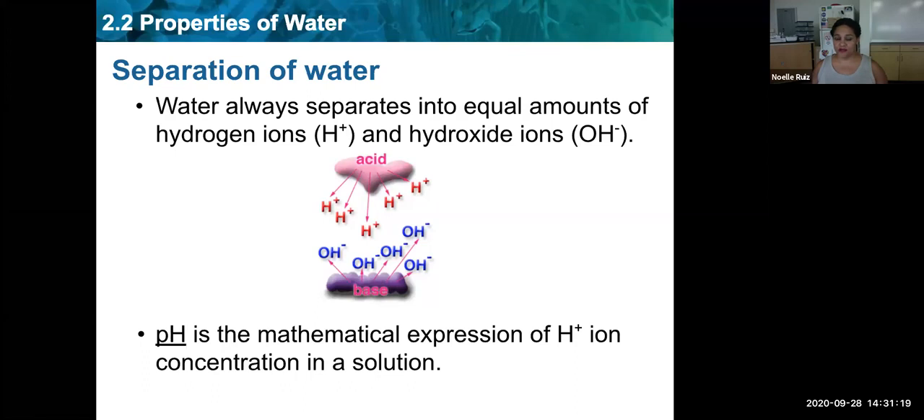And pH is actually the mathematical expression of hydrogen ion concentration in a solution. So yes, it measures acids and bases, but it does it by measuring the amount of hydrogen there is. Too much hydrogen, you make something an acid. And becoming an acid is not always a good thing.